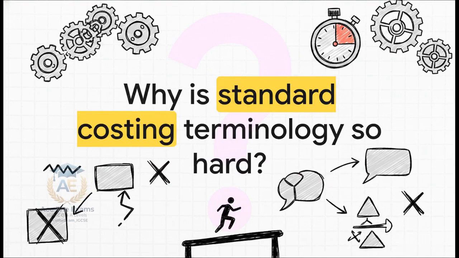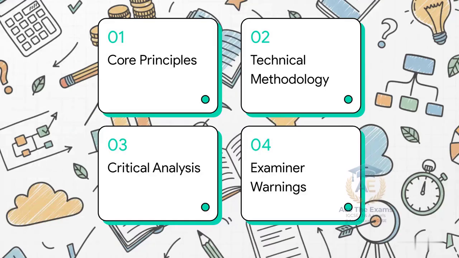And that brings us to a really critical question we need to ask ourselves right out of the gate. Why do students find standard costing terminology so incredibly hard? What is it about distinguishing between these key terms in a high-pressure exam scenario that trips up so many highly capable candidates? It's a massive pain point across the board, and overcoming it is your secret key to unlocking those top-tier marking bands. To solve this, we've put together an examiner's playbook for today.